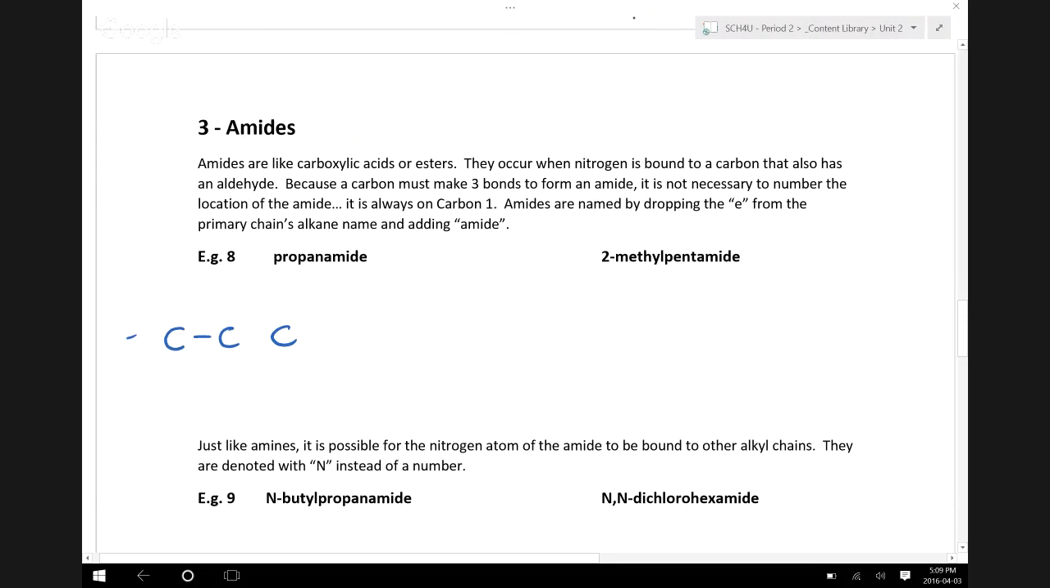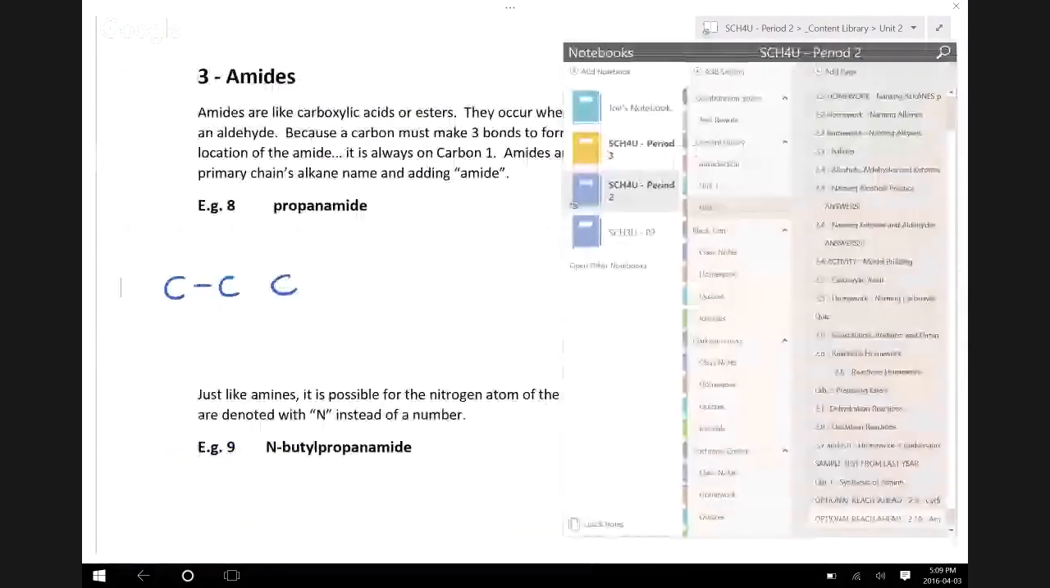Oh, well, it's doing this thing again. Sometimes it does this. I don't know why it does this, but it just doesn't always play nicely.